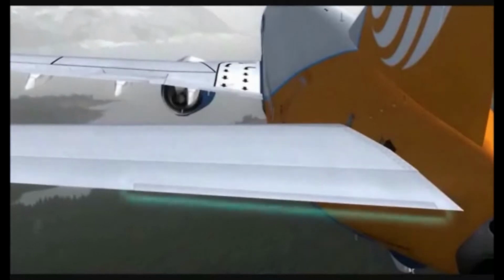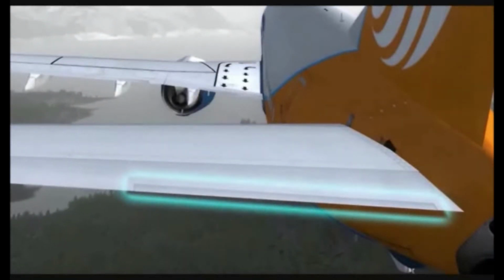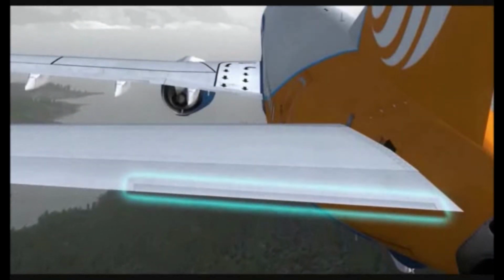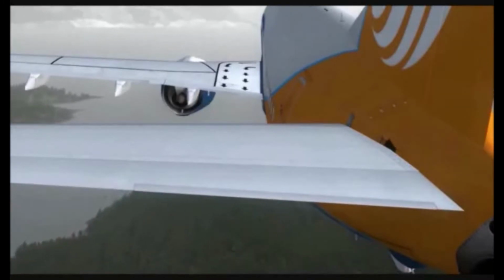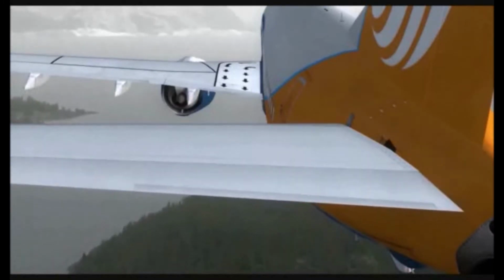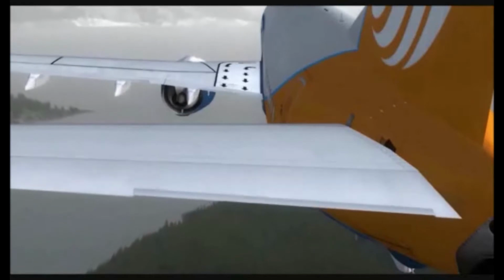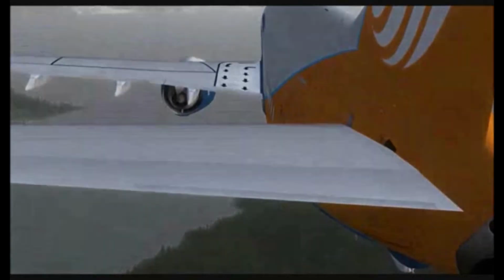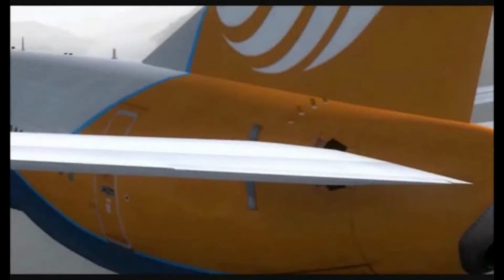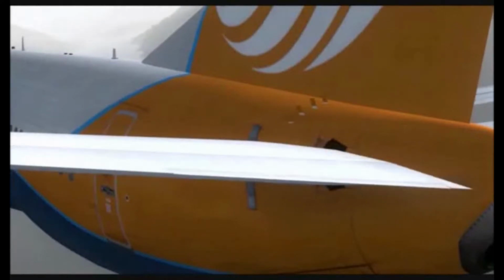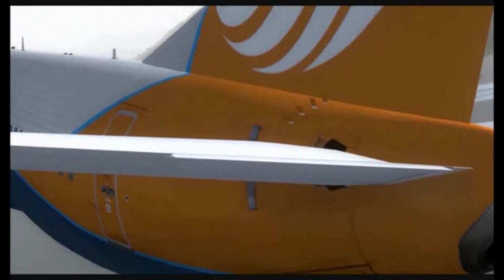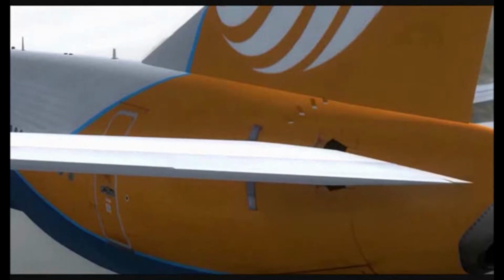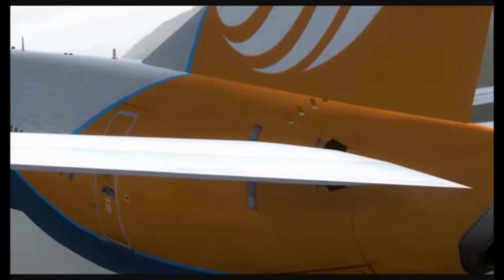The elevators also have a tab that varies to help reduce the required elevator pitching moment. When the trailing edge flaps are up, the elevator tab operates in balance mode. The tab moves in a direction opposite to elevator travel. When the trailing edge flaps are not up and there is hydraulic power, the elevator tab operates in anti-balance mode. The tab moves in the same direction of elevator travel.